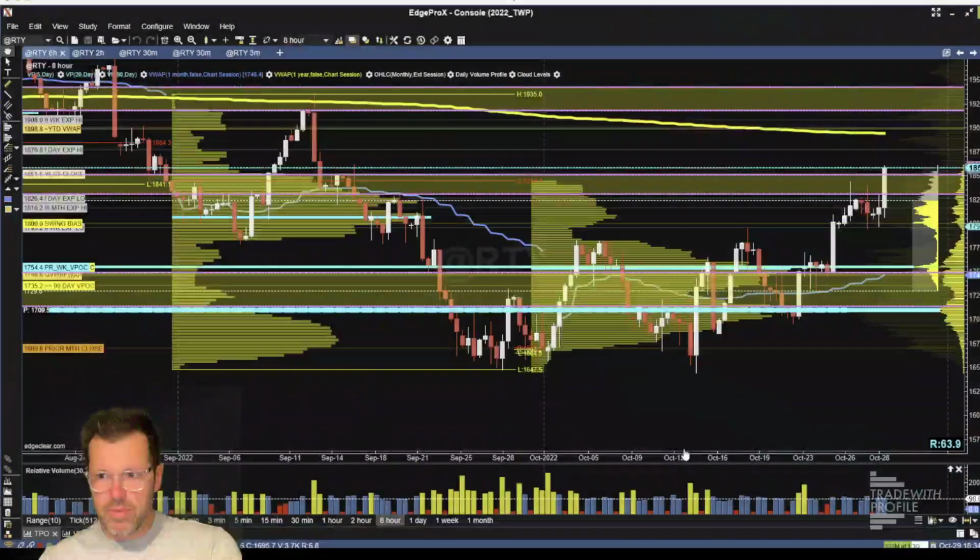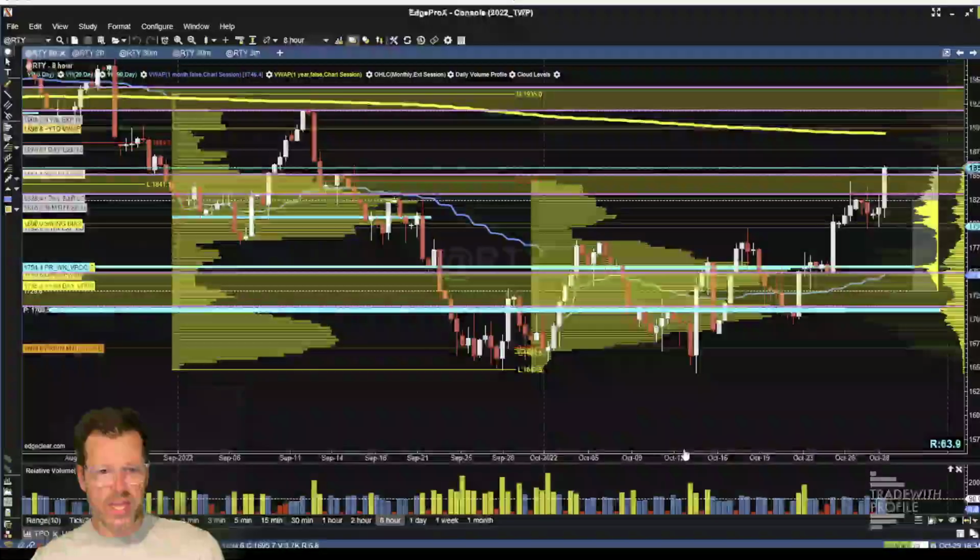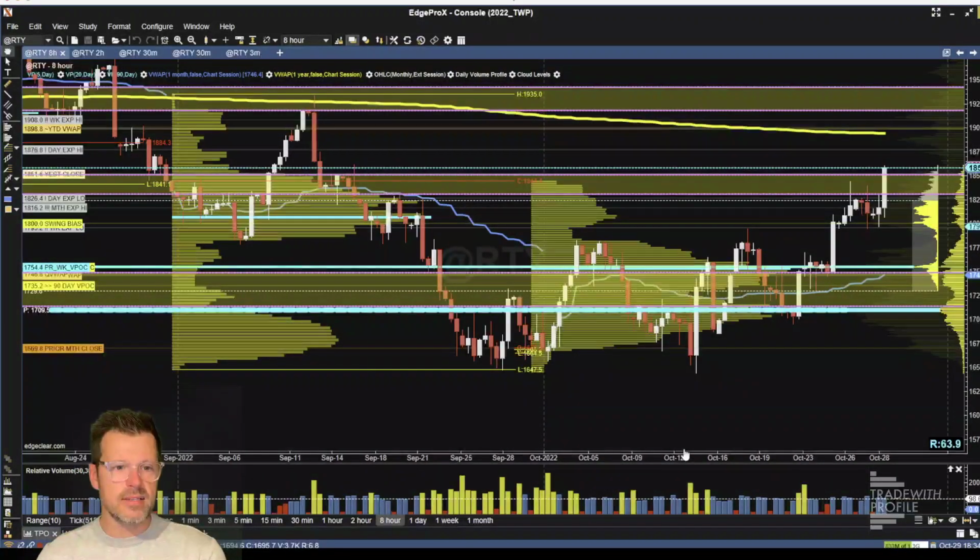Okay, now let's go back over here to the Russell. And where we got on the Russell, we got new monthly highs. We're back into a CPI range. We had to move away from balance and looking, it appears, for our year-to-date VWAP. That seems to be the path of least resistance. So we're expecting the Russell to get up there and potentially exceed that.